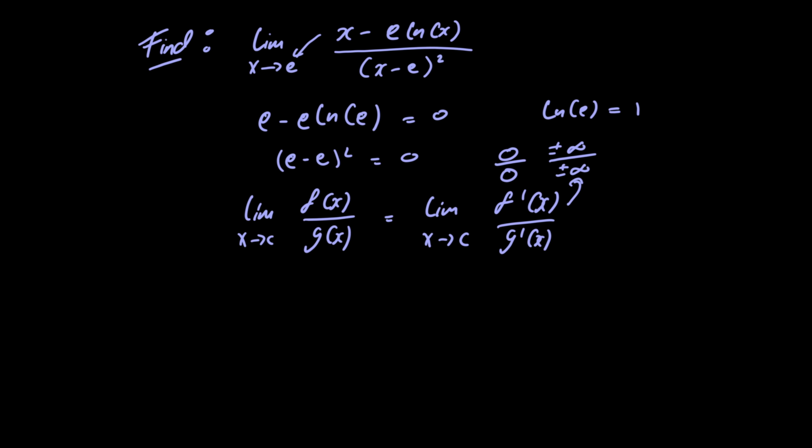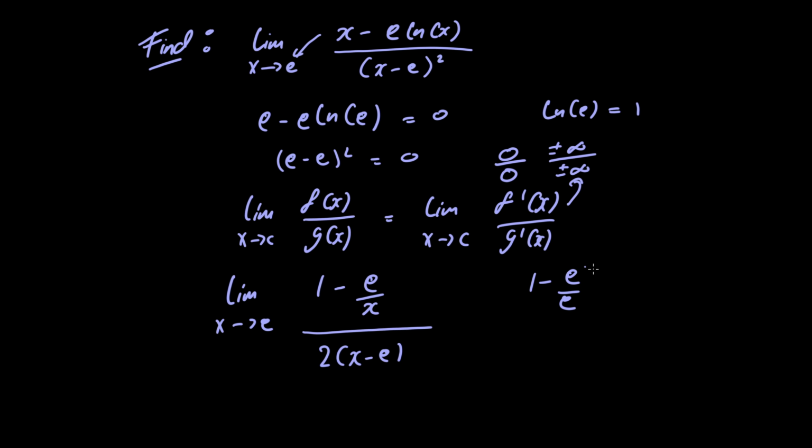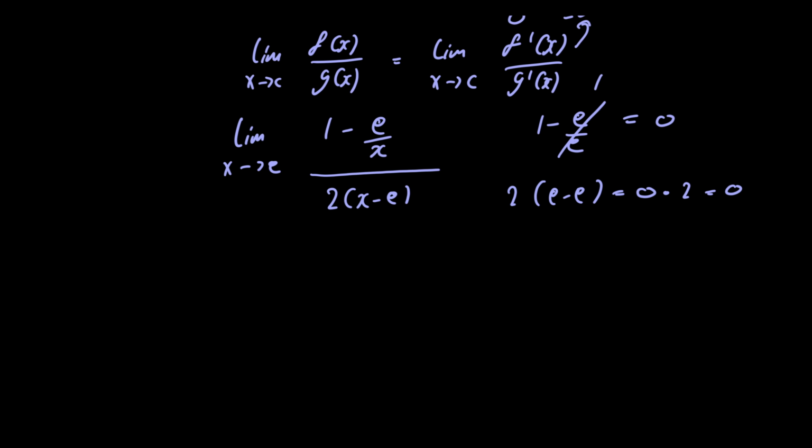So let's go ahead and apply L'Hopital's rule. We're going to have the limit as x approaches e of (1 minus e divided by x), all divided by 2 multiplied by (x minus e). Now notice if we were to just go ahead and let x equal e, in the numerator we would have 1 minus e over e, and any number divided by itself is just 1, so this would be 0. And of course from before we know that e minus e is just equal to 0, so 2 times that is also just equal to 0. So our limit is actually of the form 0 over 0 again. So we're going to have to apply L'Hopital's rule for a second time in order to evaluate the limit.